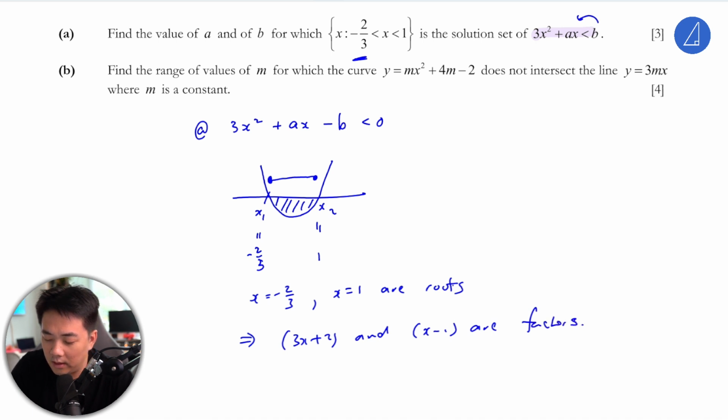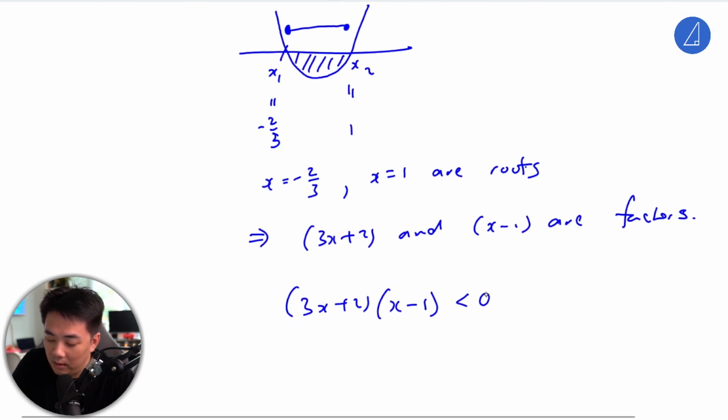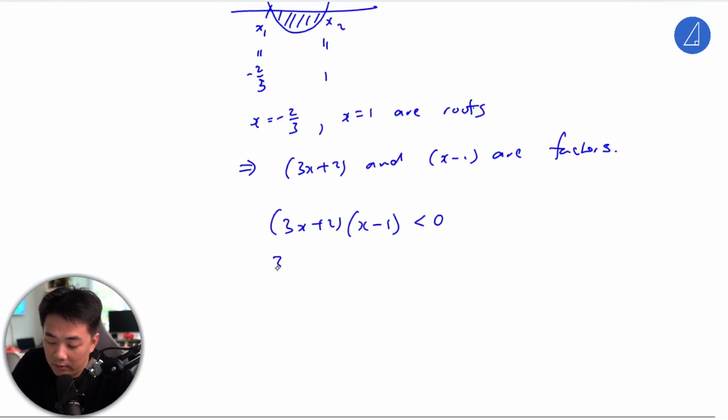Okay, so essentially the inequality which results in this, this is 3. You see, this is positive 3. This is important because it decides whether we are multiplying it by plus, or in this case, whether we need to apply a negative in front. So essentially this would be this. Okay, so this is the inequality we're looking at. Then this is 3x squared minus 3x plus 2x minus 2 less than 0.